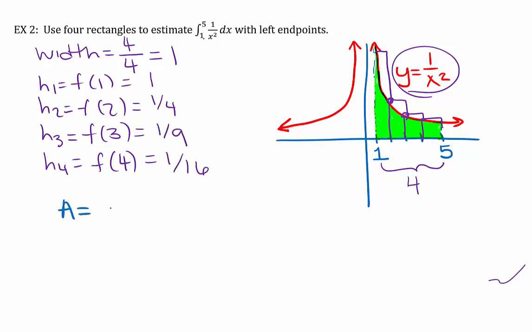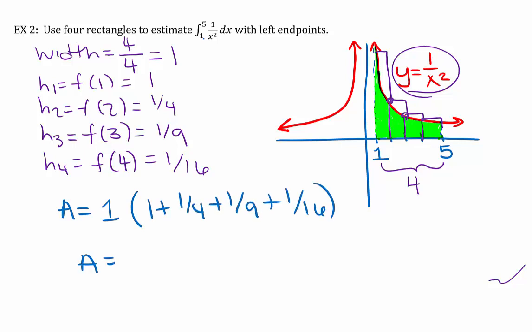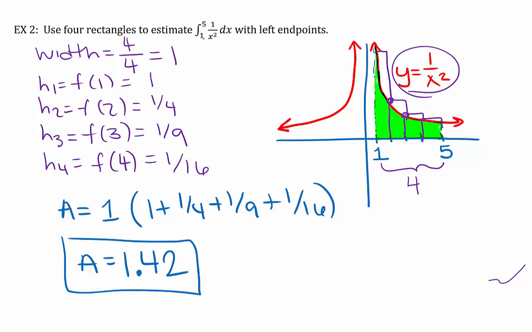Then to find the area, we take the width, which is 1, and we multiply that by the sum of all of those heights. I put this into my calculator, and then I rounded to the nearest hundredth, and I got an area of approximately 1.42.